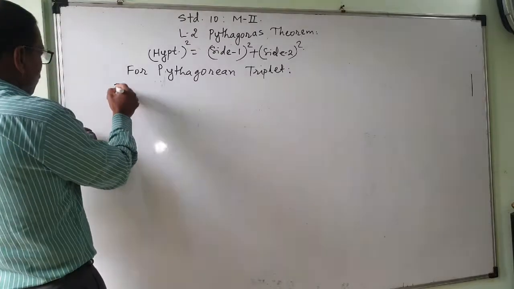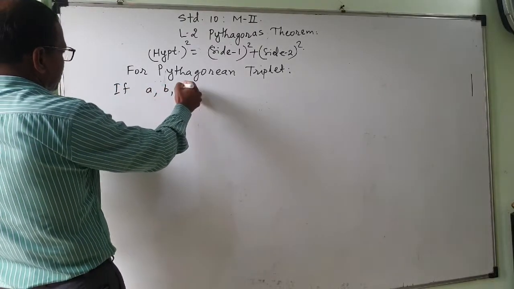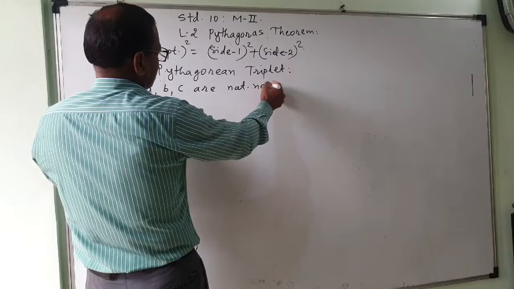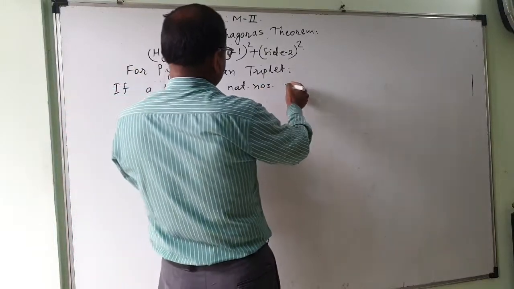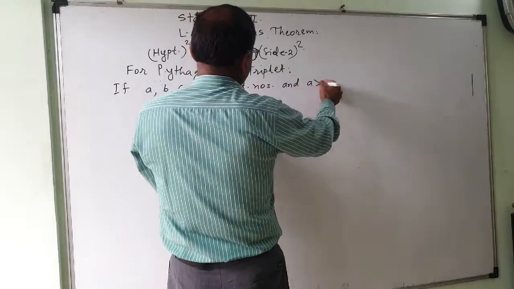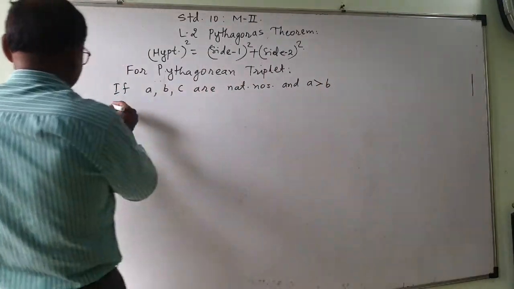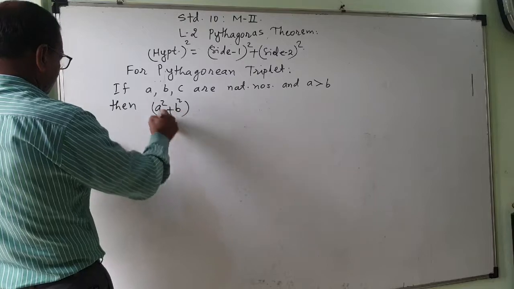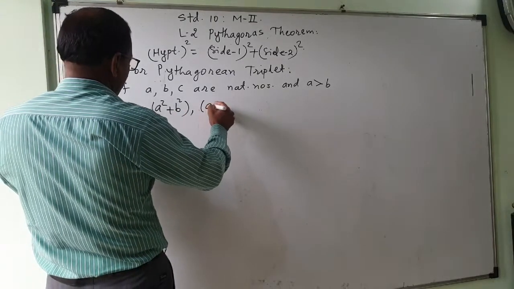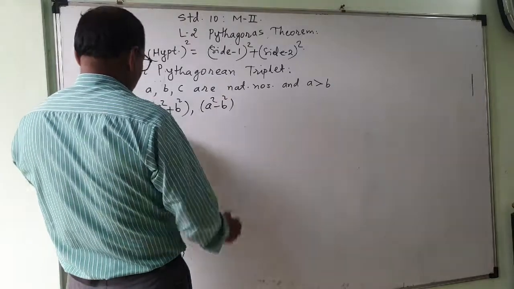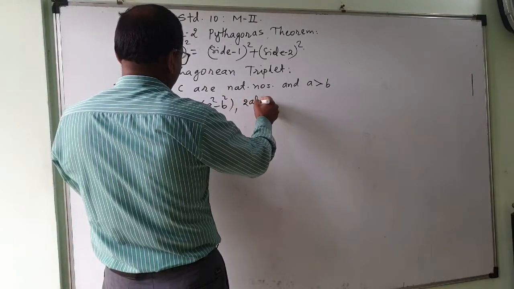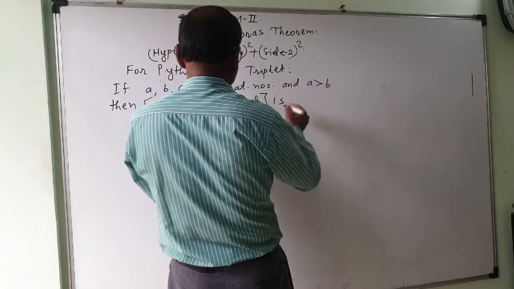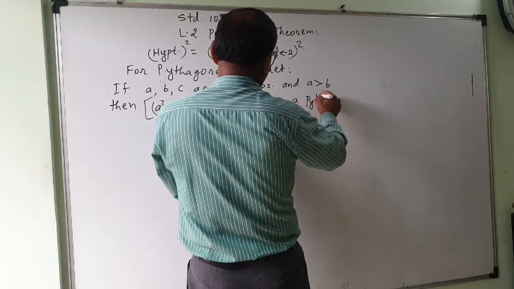This is a very important note: if A, B, C are natural numbers and A is greater than B, then A square plus B square, comma, A square minus B square, comma, and 2AB is a Pythagorean triplet.